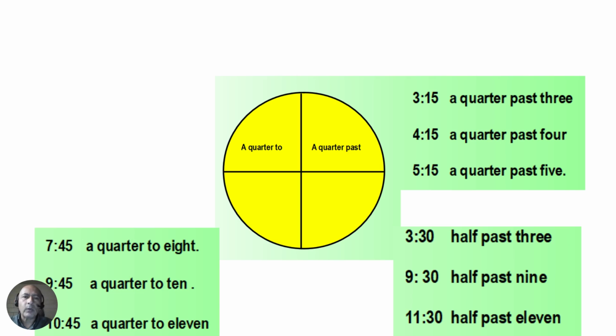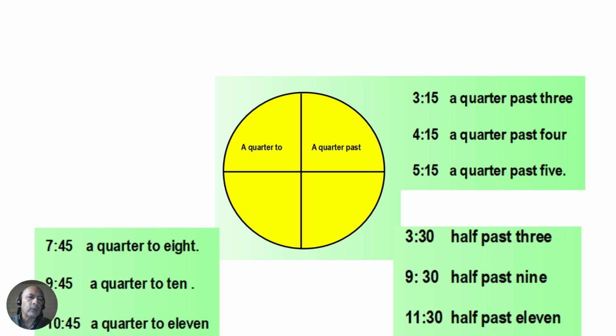For example, here we have 3:15. Here we would say a quarter past 3. 4:15, a quarter past 4. 5:15, a quarter past 5. Yes. And when it's 3:30, we can use the other expression, half past 3. 9:30, half past 9. 11:30, we can say half past 11.